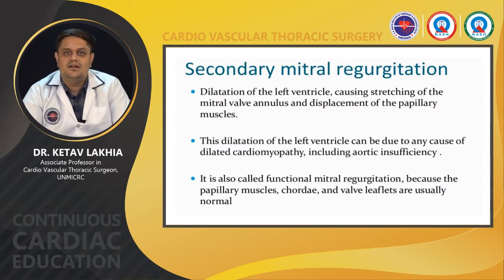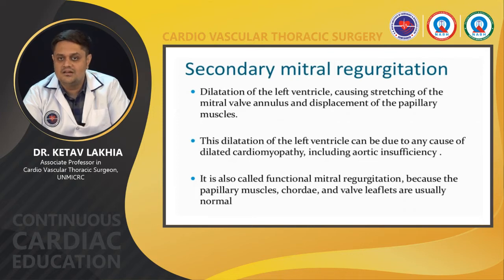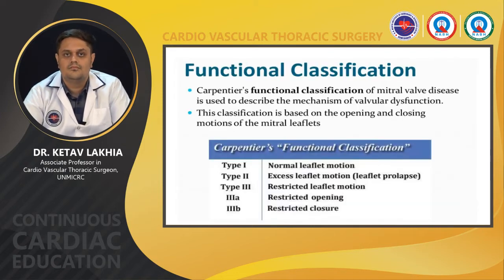In secondary mitral regurgitation, there is dilatation of the left ventricle which causes stretching of the mitral valve annulus and displacement of the papillary muscle. Now this dilatation of the LV can be due to any cause of dilated cardiomyopathy, including aortic insufficiency, that is aortic regurgitation. It is also called functional mitral regurgitation because the papillary muscles, chordae and the valve leaflets are usually normal.